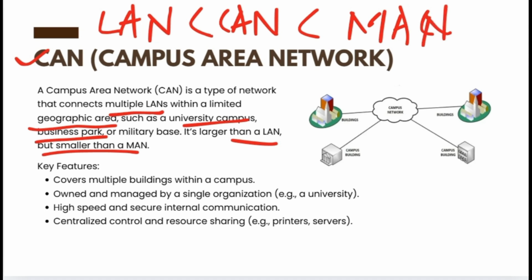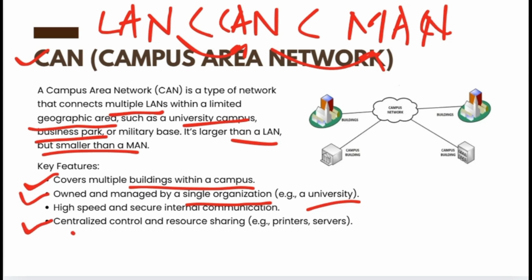So LAN से बड़ा CAN है और CAN से बड़ा MAN है. Its key feature is it covers multiple buildings within the campus and it is owned and managed by a single organization like a university. The high speed and secure internal communication. Fourth is centralized control and resource sharing like printers and servers.